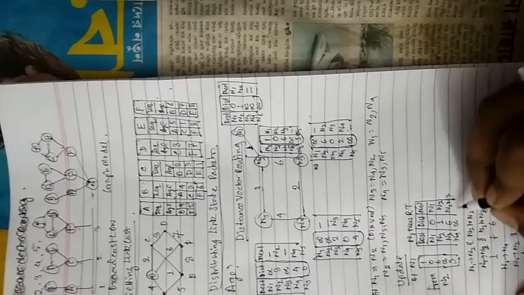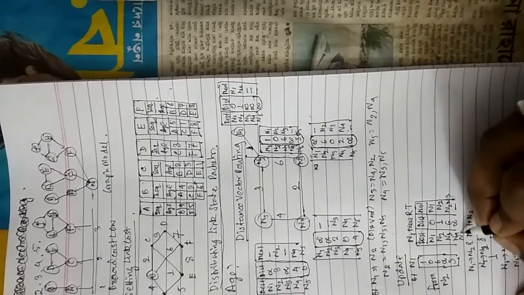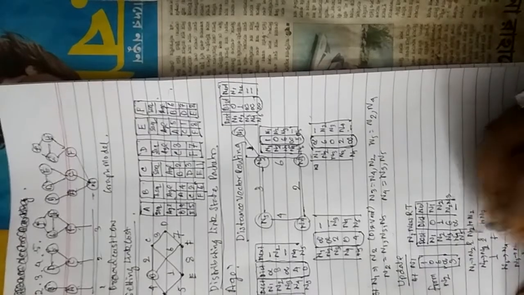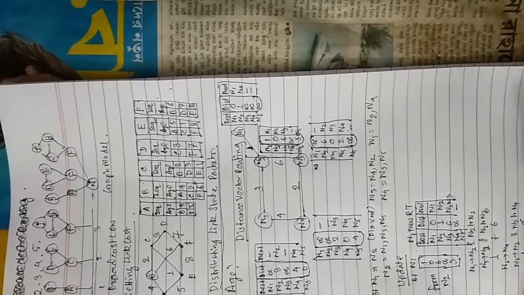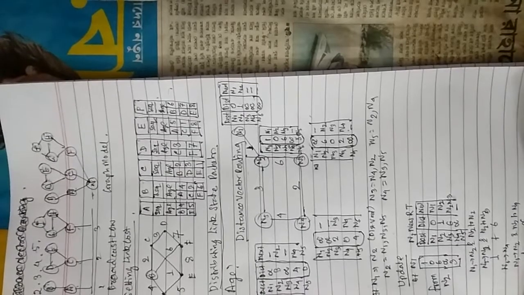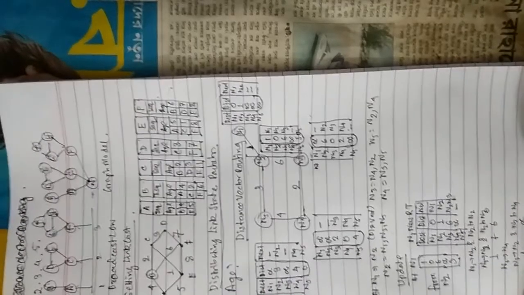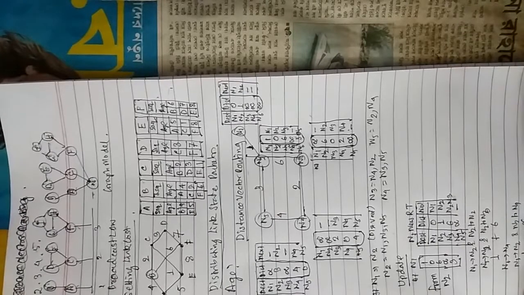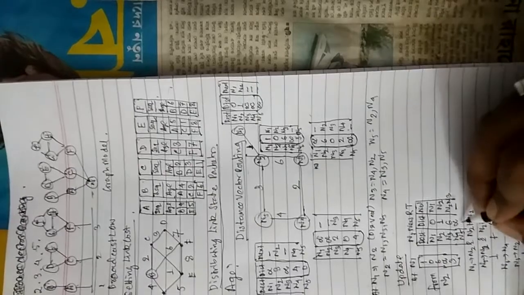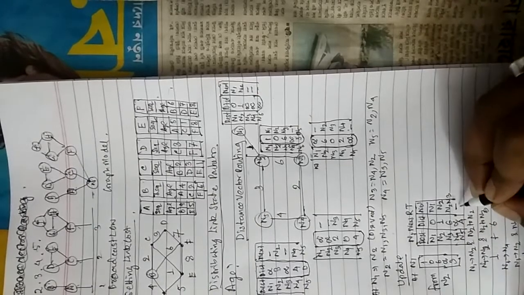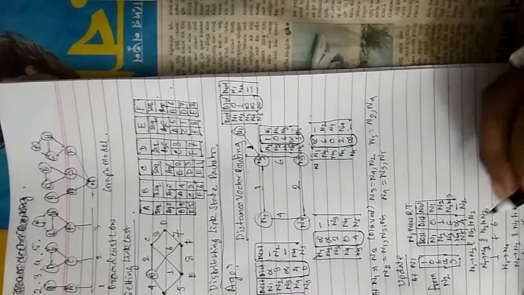So again it is infinity. Now you want to go to n5. So n1 to n5 means first n1 to n2 and then n2 to n5. n1 to n2 is 1, and n2 to n5 is 3. So it is now 4, and the next hop is n2.